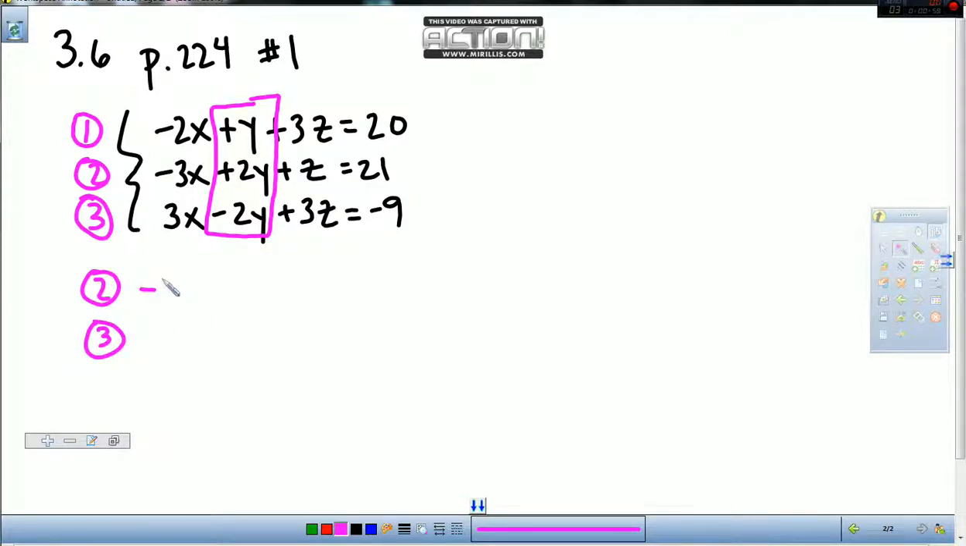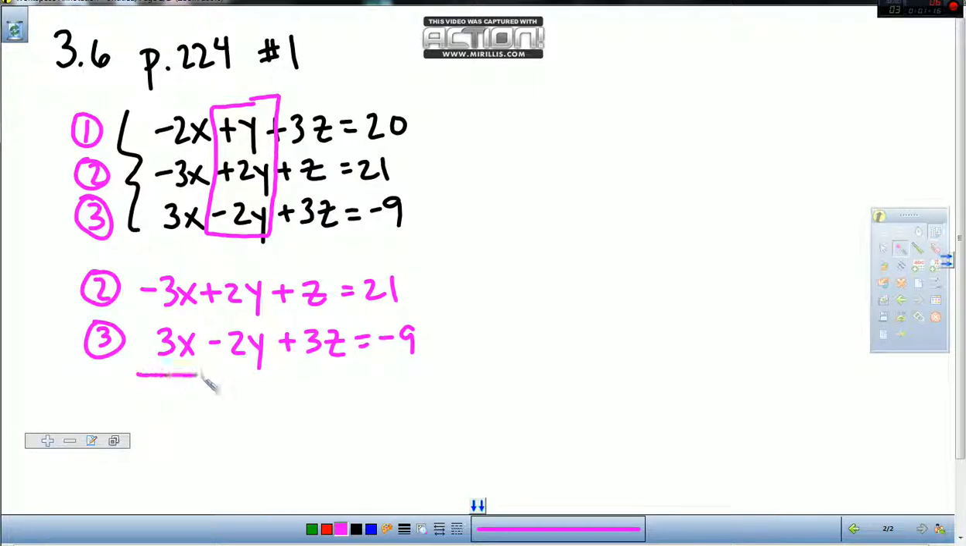Equation 2 is negative 3x plus 2y plus z equals 21. Equation 3 is 3x minus 2y plus 3z equals negative 9. Add the 2 together so my x's will cancel. Actually, look at that, my y's cancel. And this will be 4z equals, and then 21 minus 9 is 12. Dividing by 4, z equals 3.